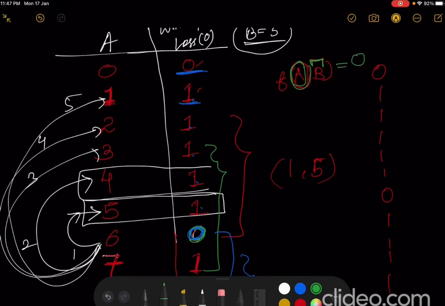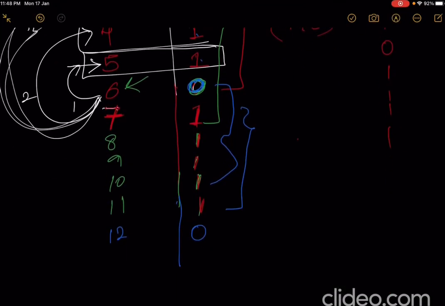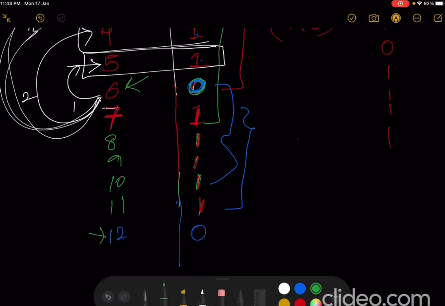If the second player wins, it means the current player, or the first player, will be losing. So f of a comma b should be 0. Let us check at which possible values of b it is coming to be equal to 0. You see that when we fixed our b to be equal to 5, then for a equal to 0, f of a b is 0. Then for a equal to 6 also, it's 0. And similarly for a equal to 12 also, it is 0.